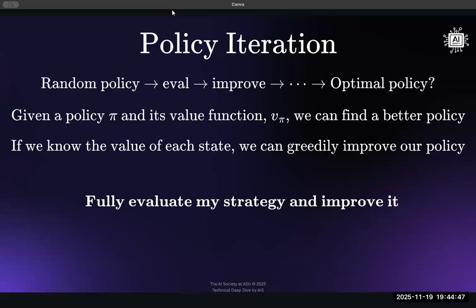You're not going to consider exploring for better policies out there. You're just going to keep exploiting and exploiting. And that's how we're going to improve the policies. We're just going to keep taking the best course of action every time. And it can be described in this little sentence right here: fully evaluate my strategy or policy and improve it.